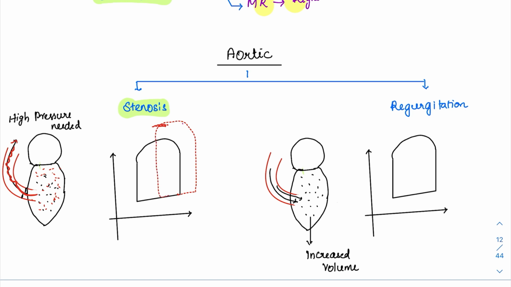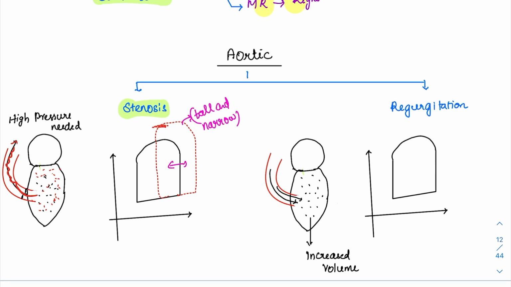The curve is going to be tall as well as narrow. Because of the stenosis, it cannot throw out the entire volume. So it will be a little narrower, more narrow than what I have drawn. So tall and narrow. Now let's come to the condition of regurgitation.